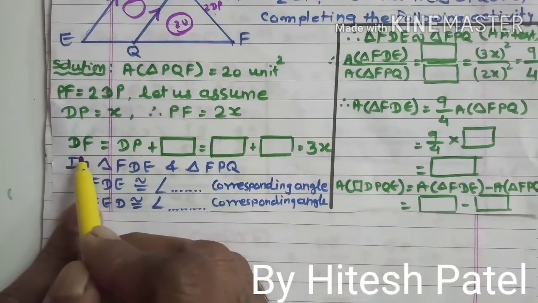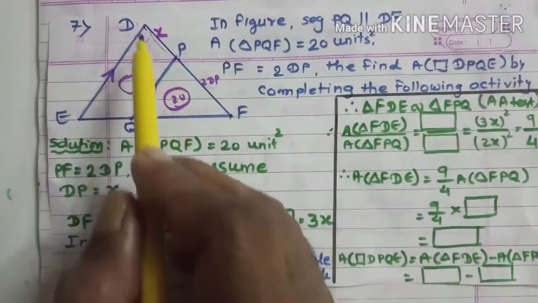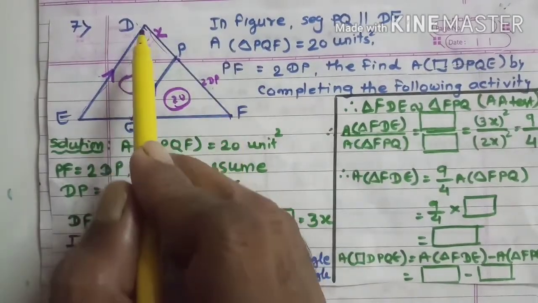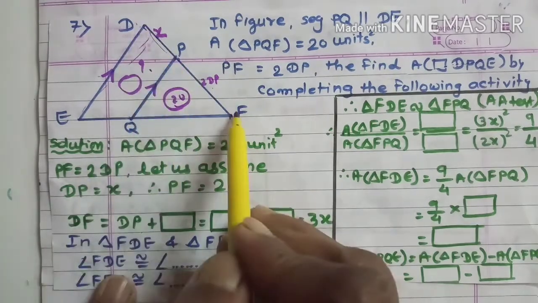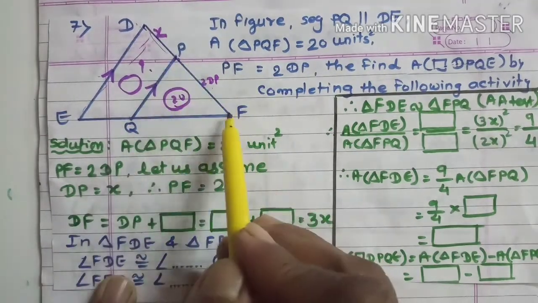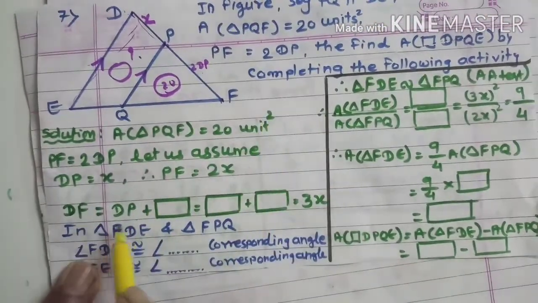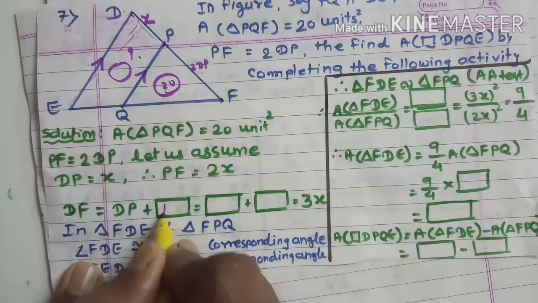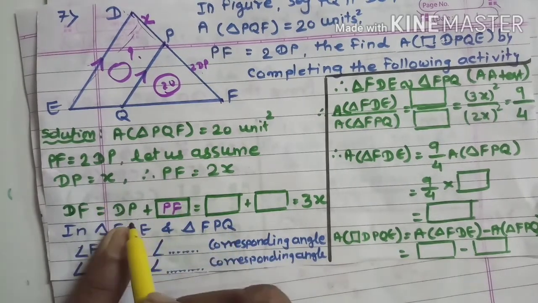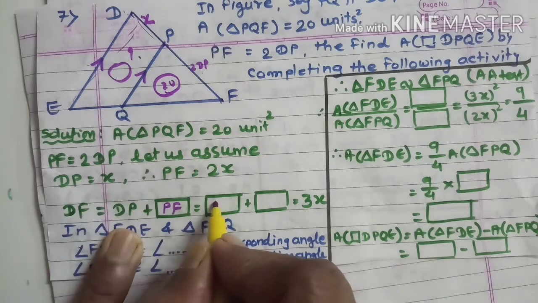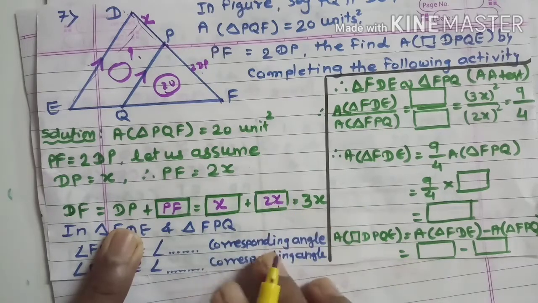Okay, so therefore DF is equal to, which two segments together form DF? DP and PF. So DF is equal to DP plus PF. Why? Because D, P and F are collinear points. So here we have to write DF is equal to DP plus PF. Okay, so measure of DP is given x, so x, PF is 2x, so 2x plus x is 3x.